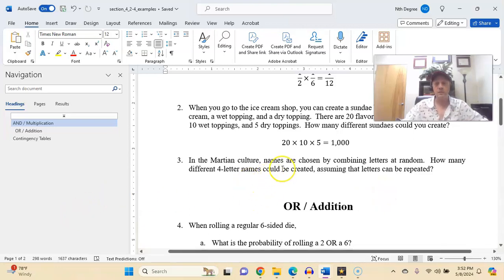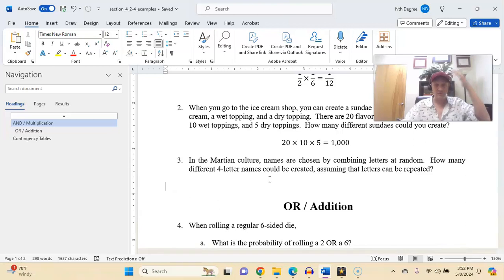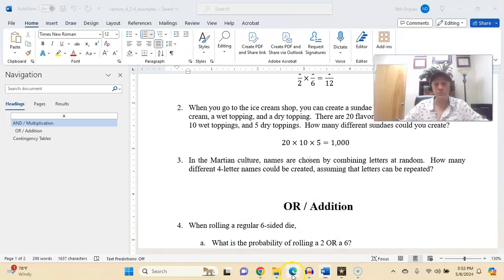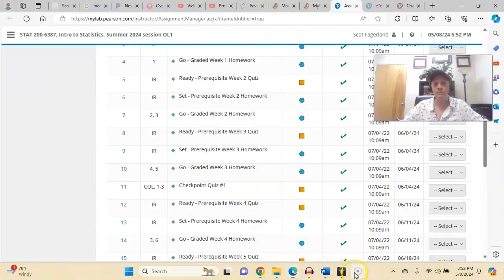Okay, so in this problem, we're going to be choosing letters from only one common set, the alphabet. Interestingly enough, Martians used the Roman alphabet with 26 letters. It's a quirk of history. So each time we choose a letter, we have 26 possibilities, and we're going to choose 4 of them.